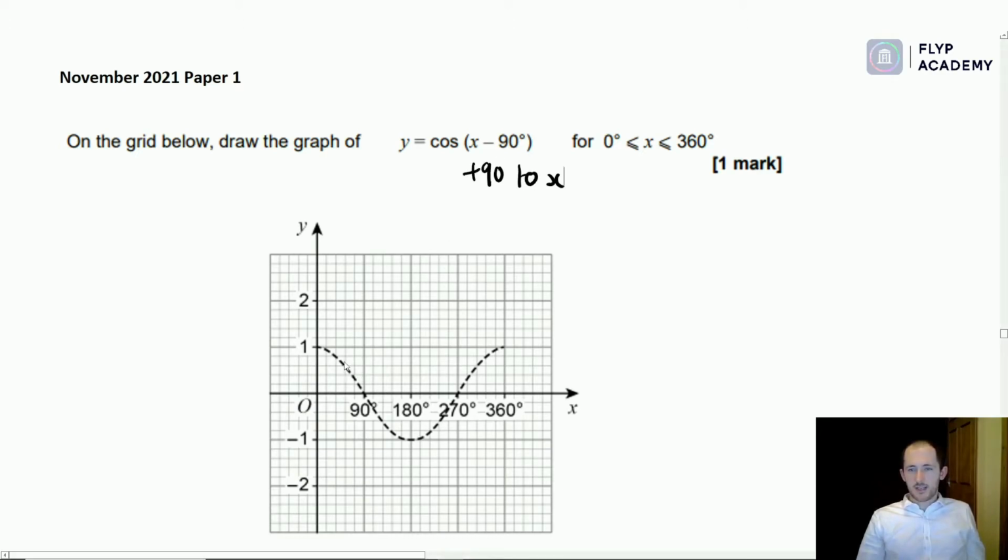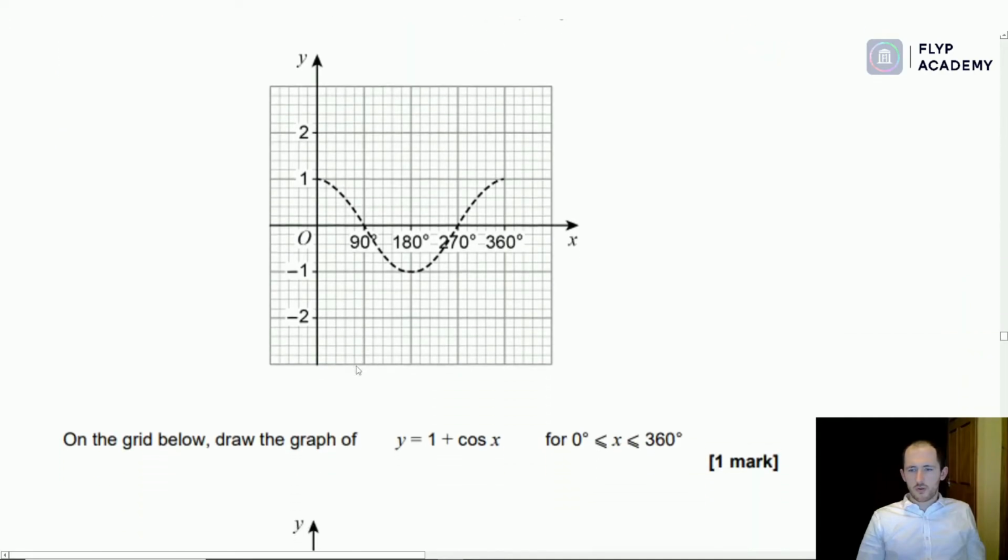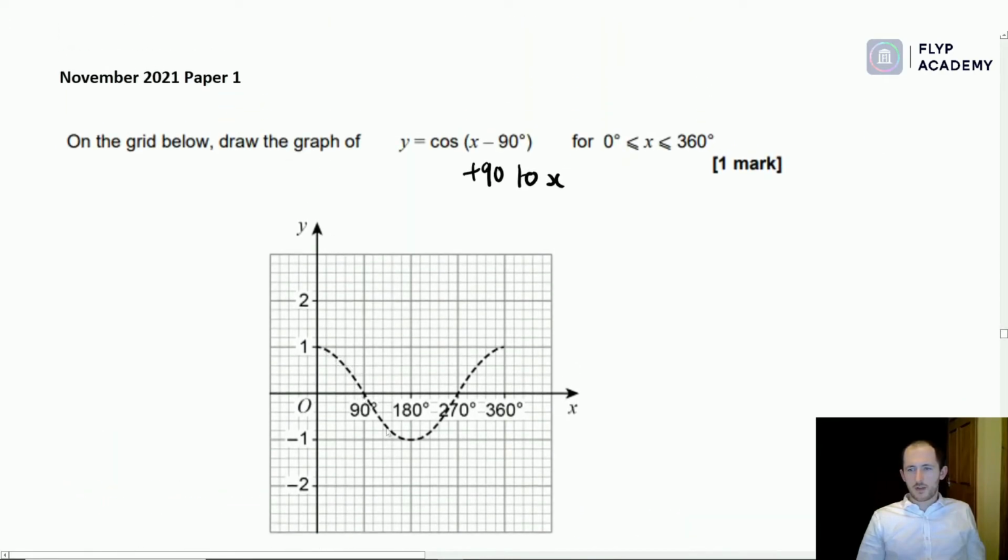And they've actually drawn the graph of cos x for you. So if I'm plussing 90 to x, then all I'm doing is moving all of the points over. So instead of this being 1 here, it's going to be 1 over here. Instead of this being 0 at 90, it's going to be 0 at 180. Instead of being minus 1 at 180, it's going to be minus 1 at 270. And instead of being 0 at 270, it's going to be 0 at 360.